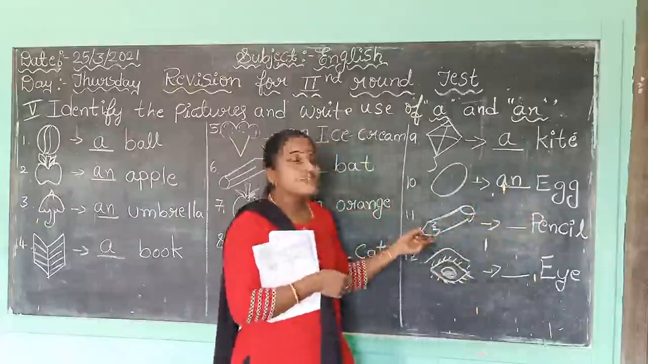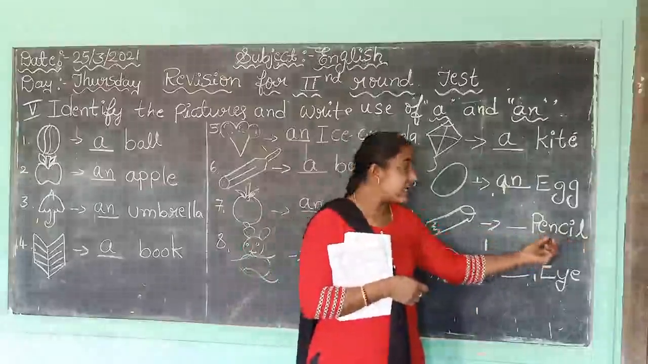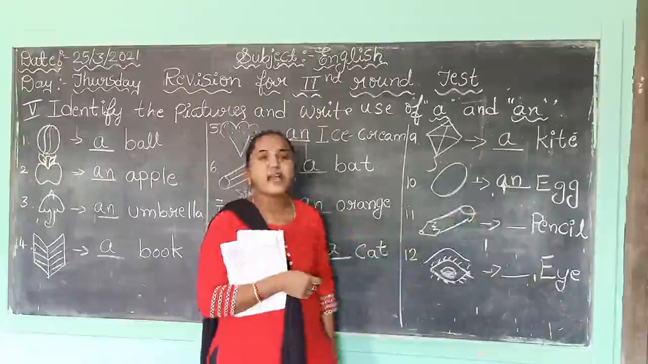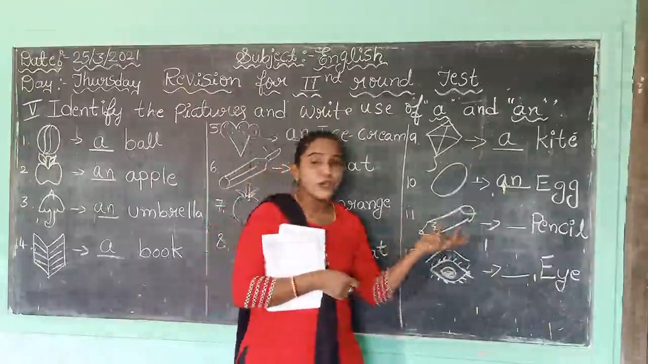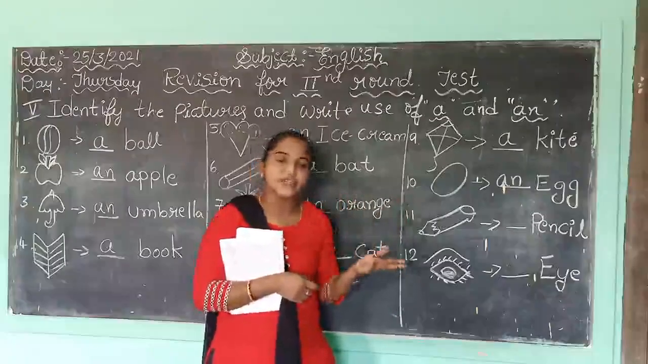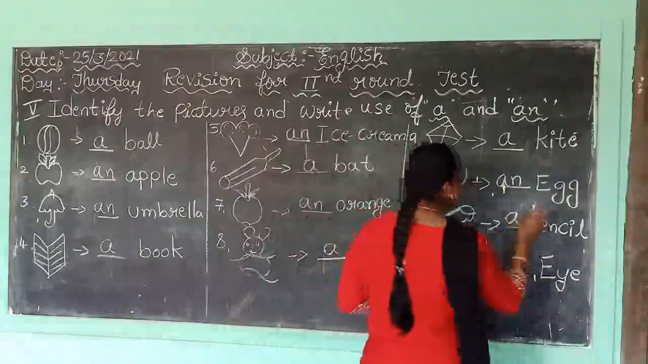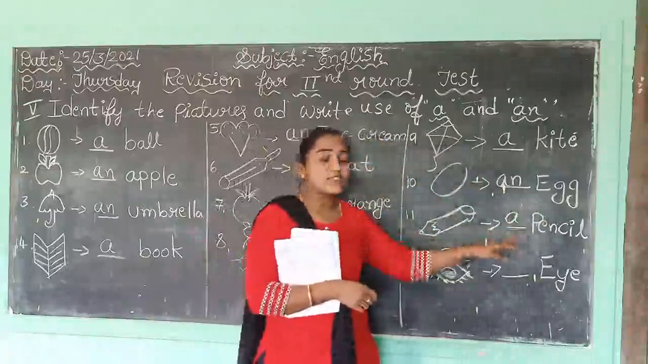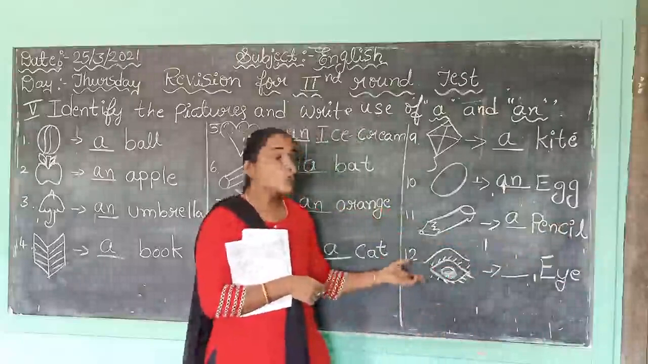What is this, children? This is a pencil. P-E-N-C-I-L. Pencil. So, which article do you have to write? A or an? Tell me, children, A or an? A, because pencil, that word has a beginning letter P. P is a consonant letter, so we use A before the consonant. When the word begins with a consonant letter, we use A. Now we pronounce it, children: a pencil. A pencil. Next, let's go to the 12th one.